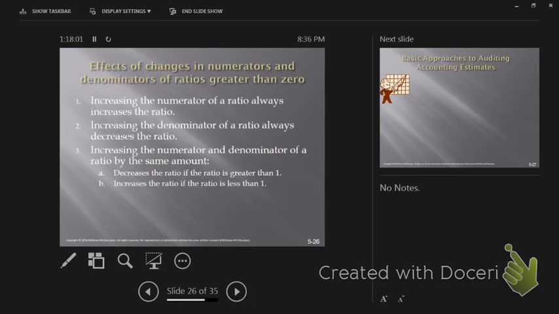So when you're looking at ratios, just remember that increasing the numerator of the ratio always increases the ratio. Increasing the denominator always decreases it. And then increasing the numerator and denominator by the same amount could have different effects. So when you're looking at ratios, you've got to be very careful. A lot of assumptions sometimes are made just by saying the numerator and the denominator both went up, and oh, nothing changed. So you've got to be very careful.